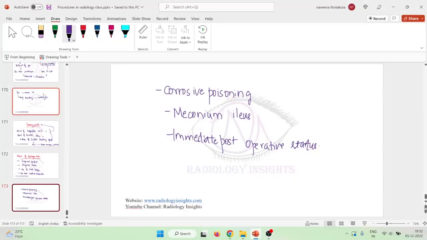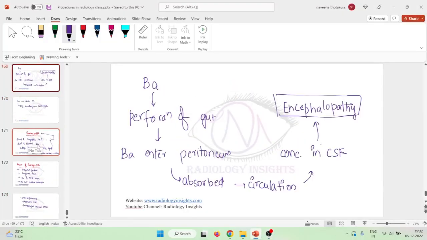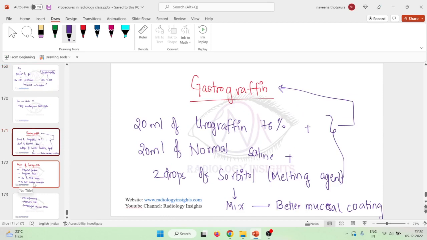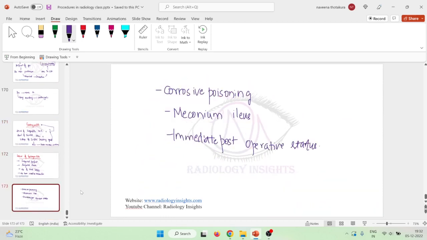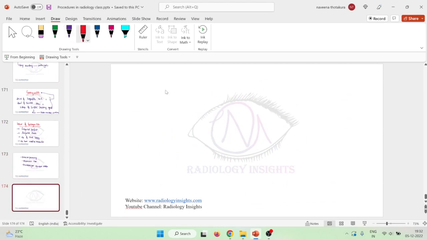Hello friends, in the last class we learnt everything about barium sulfate, which is one of the contrast media used in gastrointestinal studies. Similarly, we have learnt about the indications of gastrografin, which is one more contrast media used in GI studies. Now we will learn other types of contrast media.